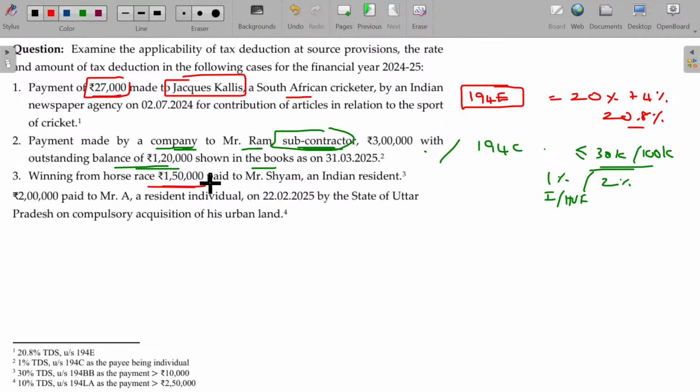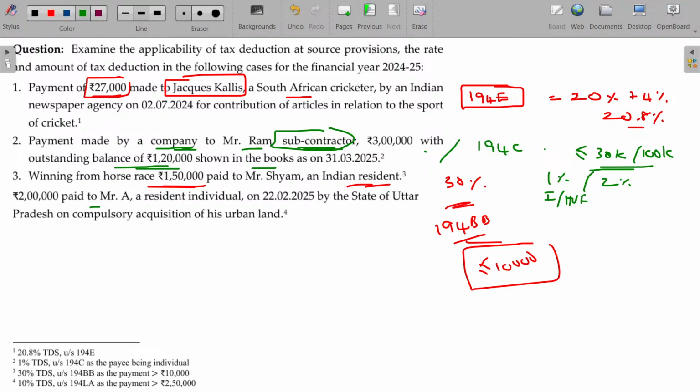Winning from horse races. So automatically Indian resident 30% will be applicable. In case of non-resident, 30% plus health and education cess will also be added. Under section 194BB. Winning from lottery, betting 194B. Card games, online games 194BA will be there. BB is for horse races. If the value is less than or equal to 10,000, not taxable.